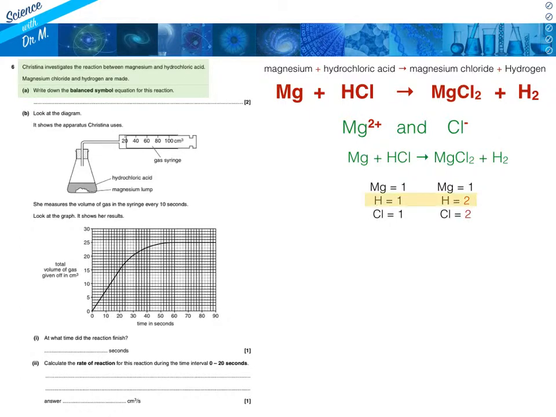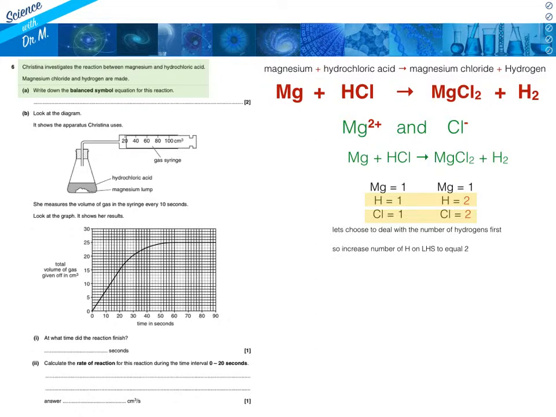So immediately you can see that we've got a discrepancy in our number of hydrogens, that's not balanced. Got a discrepancy in our number of chlorines, that's not balanced either. So what we're going to have to do is put some numbers into this equation to try and make that difference up. Now it's up to you whether you want to try dealing with the hydrogens first or the chlorines. In this case, I am going to try and deal with the hydrogens.